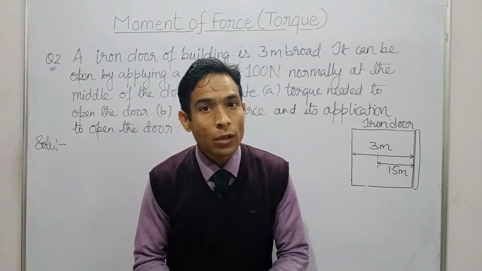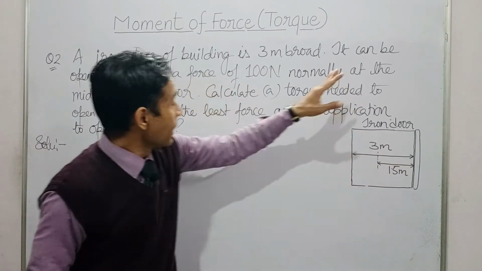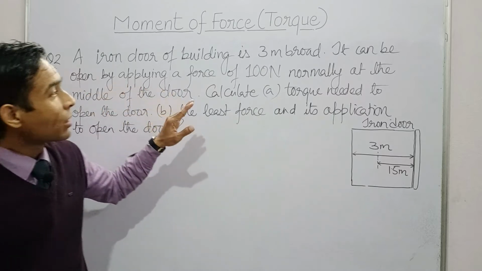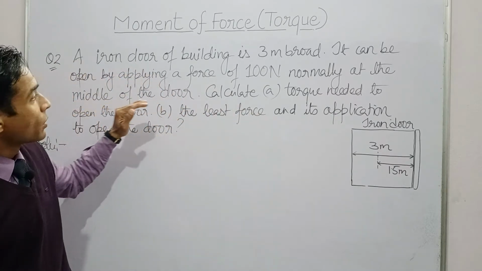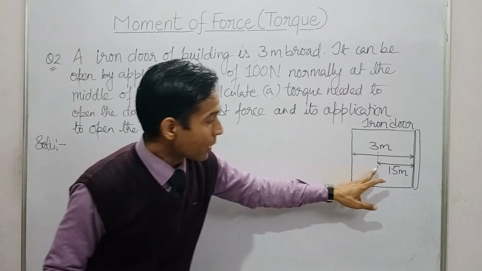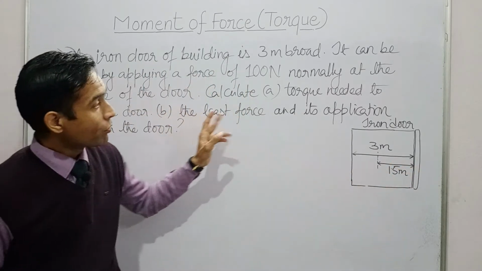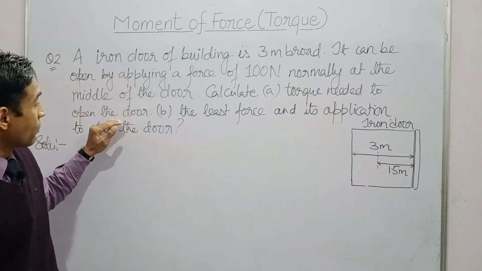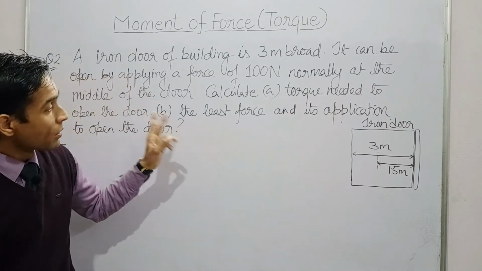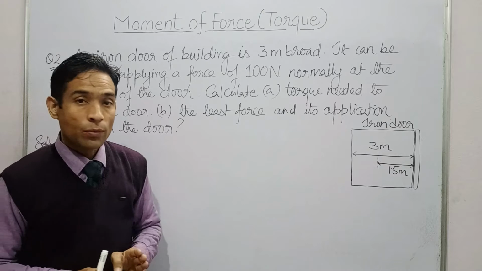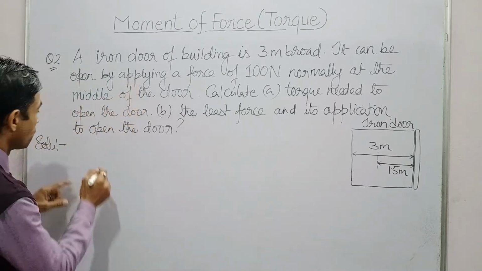In our second numerical, we have an iron door of a building 3 meter broad. It can be opened by applying a force of 100 Newton normally at middle of the door. That means here in the middle at 1.5 meter from the hinges. We have to find out the torque needed when we are going to apply this force at the middle, and secondly the least force and its application to open the door. So first of all, let's write the given values.